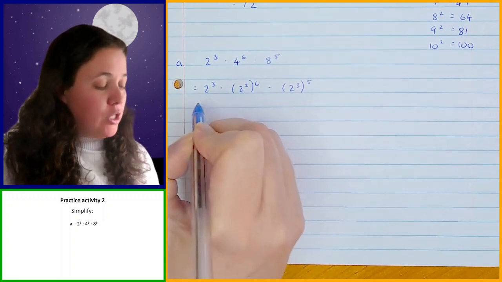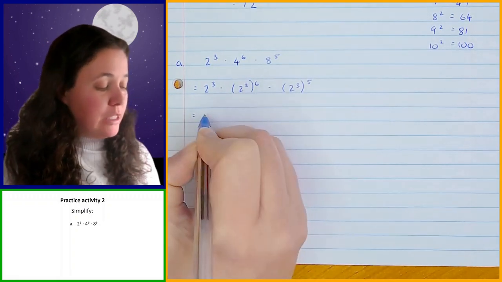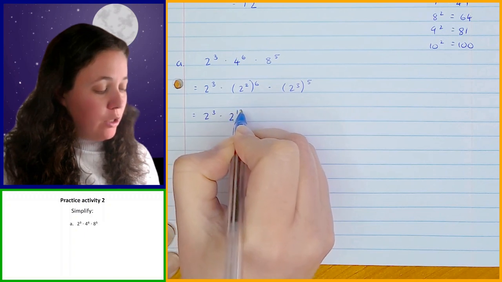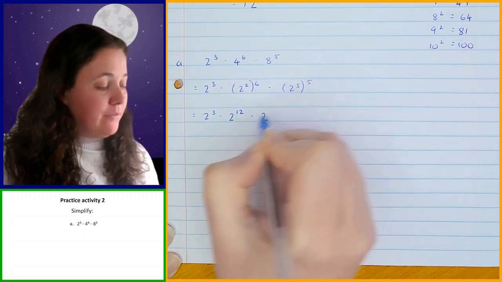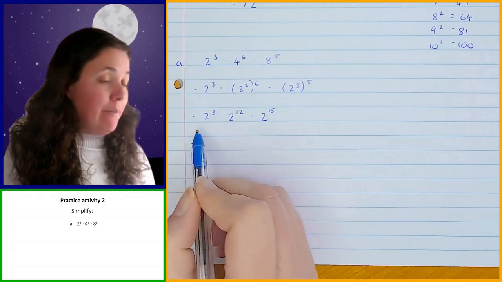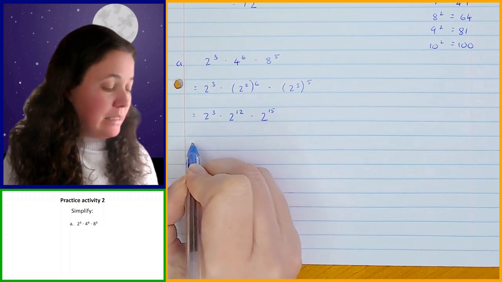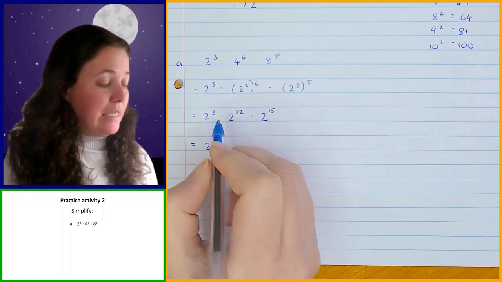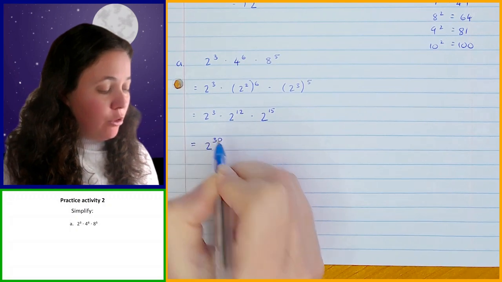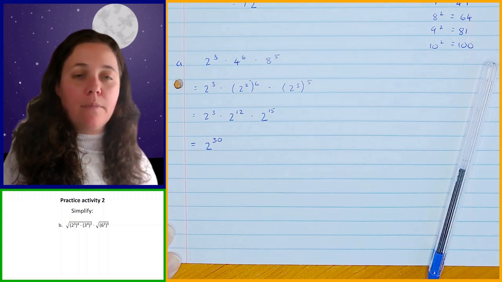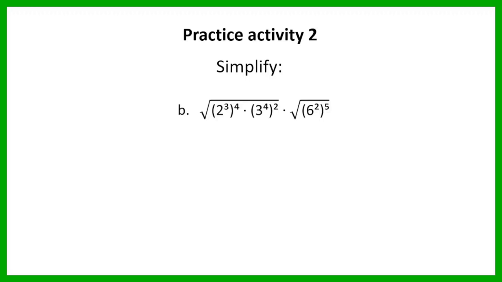And now I'm going to get rid of those brackets by raising powers to powers. So this is 2 cubed times 2 to the power of 6 squared, which is 2 to the power of 2 times 6, which is 12, times 2 to the power of 3 times 5, which is 15. Now I can combine all of them because they all have the same base of 2. I'm multiplying them together, so I keep the base the same and add the exponents. That's equal to 2 to the power of 3 plus 12 is 15, plus another 15 is 30. So for question A, you should get 2 to the power of 30. Right, now you're going to go on to question B, and I'm going to give you 1 minute to work on this one as well.